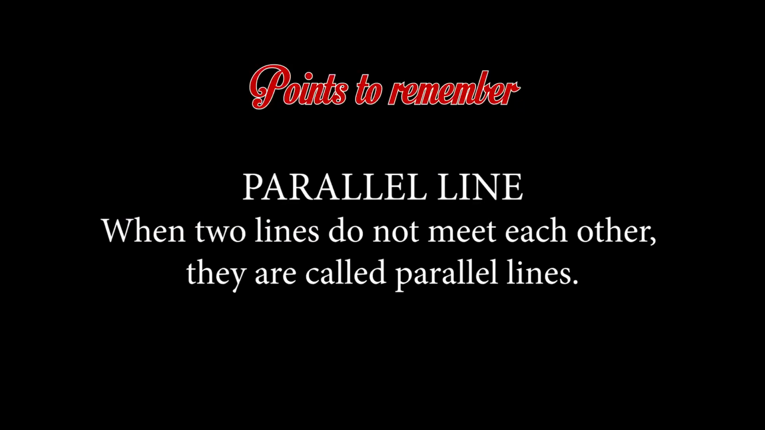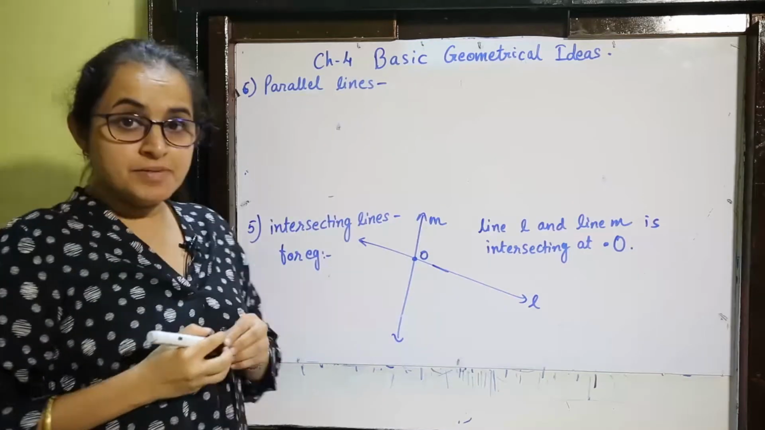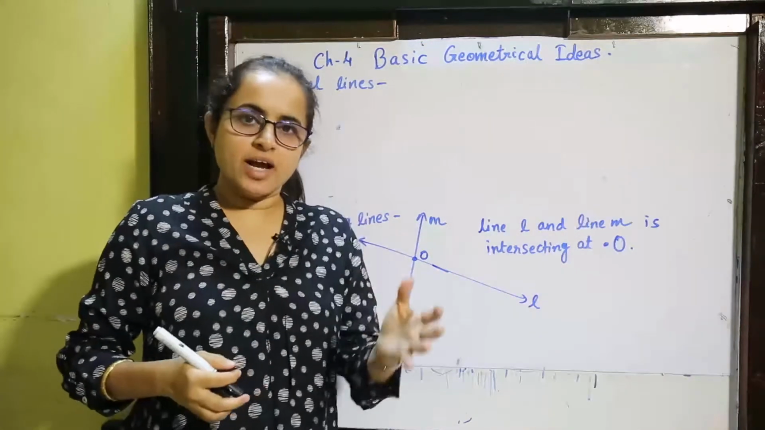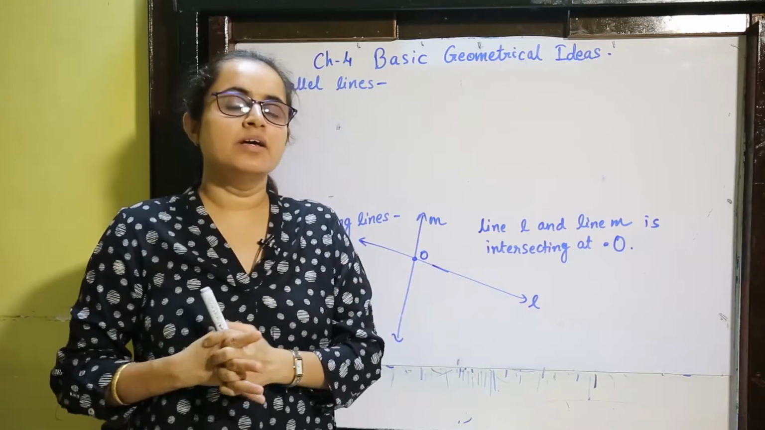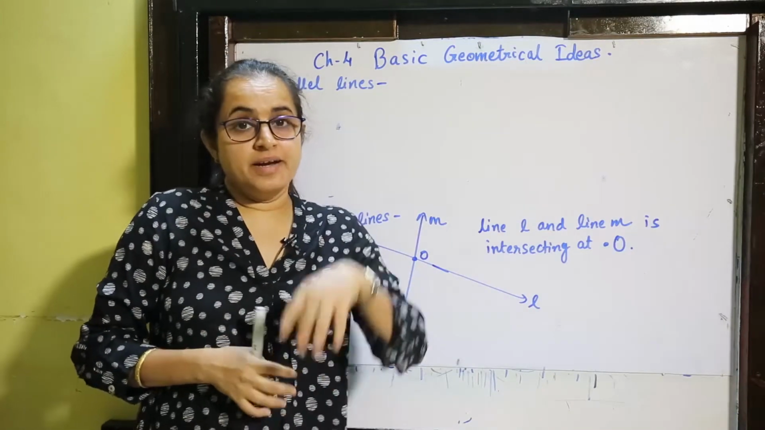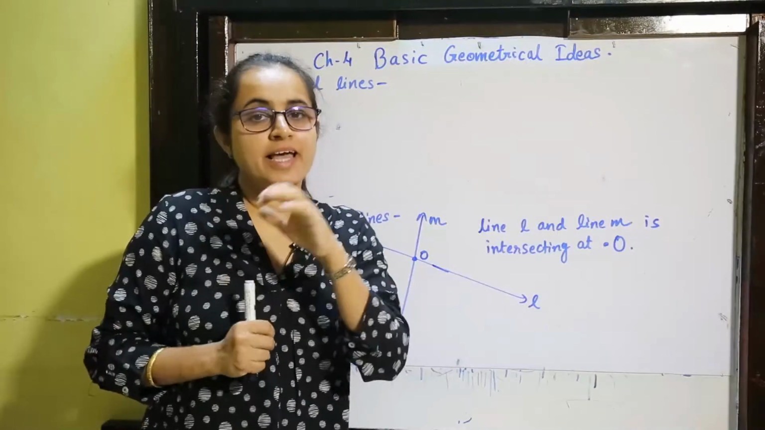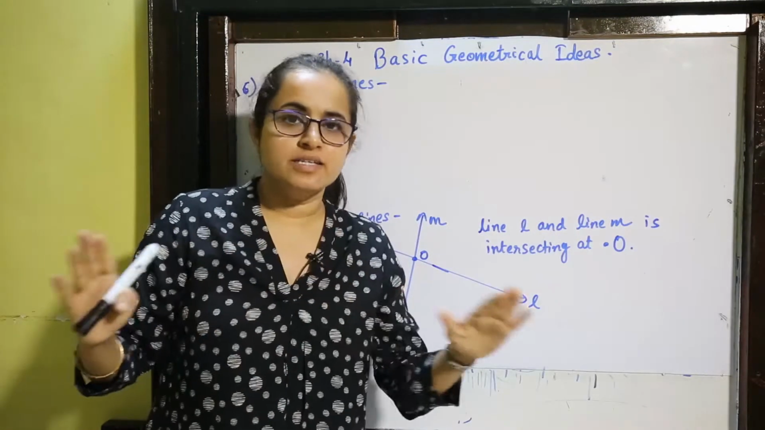The sixth concept is the parallel line concept. When two lines do not meet each other, they are called parallel lines. I have told you the concepts: what is called a line, what is called a ray, what is called intersecting lines, what is called parallel lines, right. Parallel lines do not intersect each other anywhere.